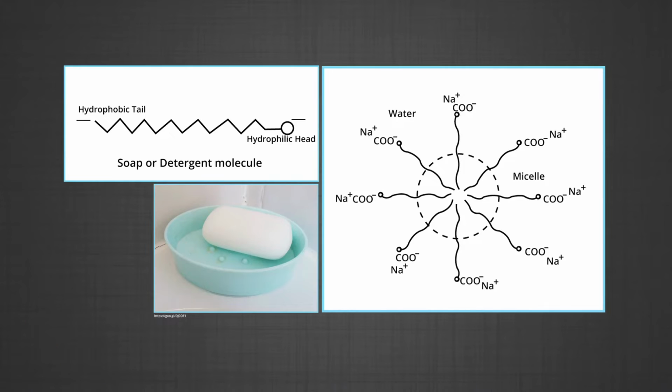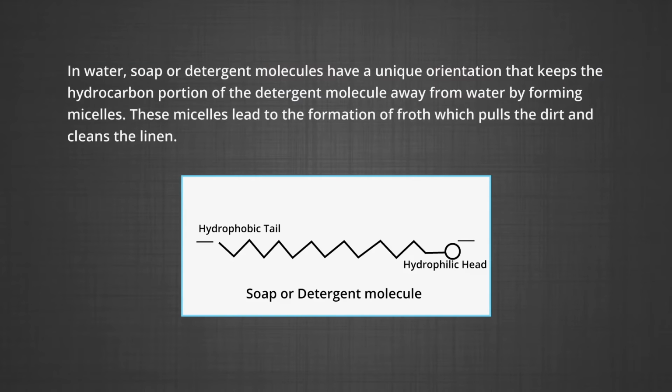Before explaining this process, let us recall the cleaning action of soap. A soap molecule is a long chain fatty acid. It has a hydrophobic tail and a hydrophilic head. In water, soap or detergent molecules have a unique orientation that keeps the hydrocarbon portion of the detergent molecule away from water, forming micelles. These micelles lead to the formation of froth, which pulls the dirt and cleans the linen.